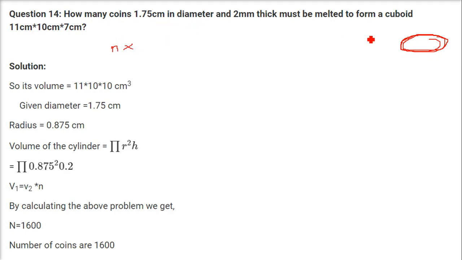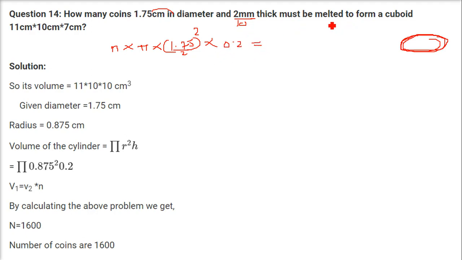And what is the volume of this coin? We are assuming it to be a cylinder, so it will be pi r square h. Now this is 1.75 centimeter. Let us keep everything in centimeter. This is the diameter, so I am making it a radius: 1.75 by 2. And 2 millimeter thickness, so the height is 2 millimeter. I have to change it to centimeter, so h is 2 by 10, which is 0.2.